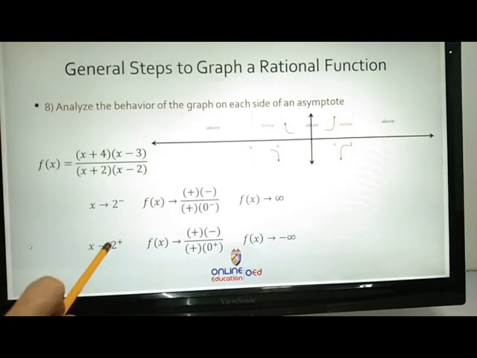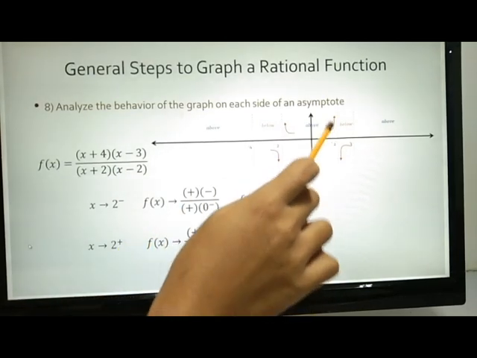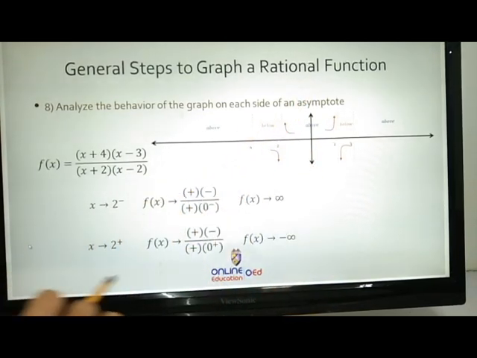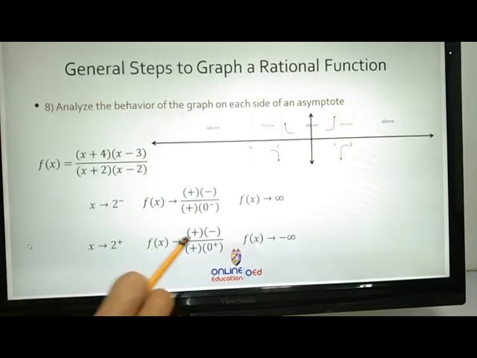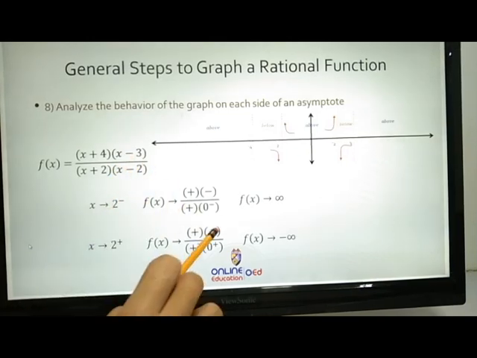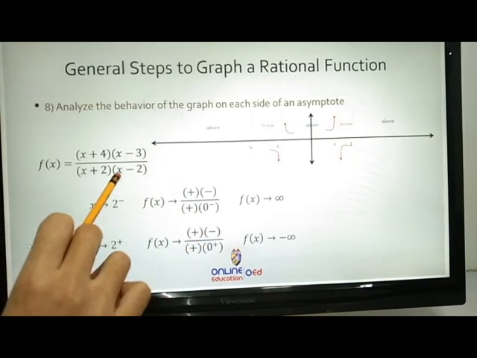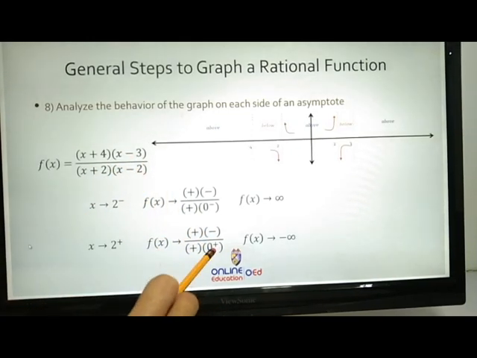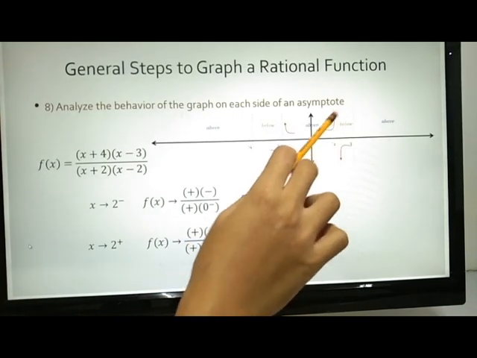Next, x is 2 going upward. Okay? So, we have f of x, 2 plus 4, positive. 2 minus 3, negative. 2 plus 2, positive. 2 minus 2 is 0, positive. Okay, going upward. Ito yun.